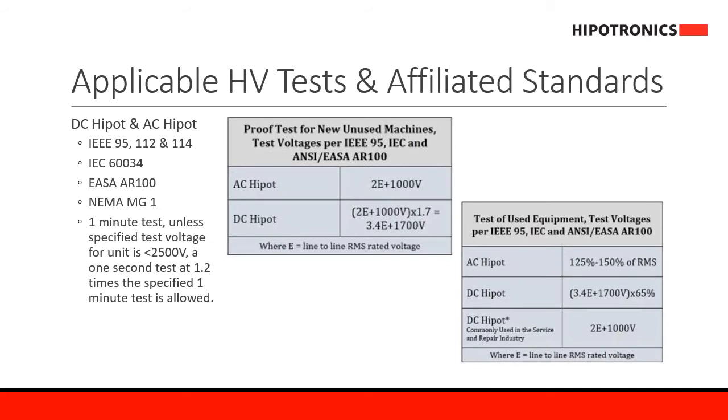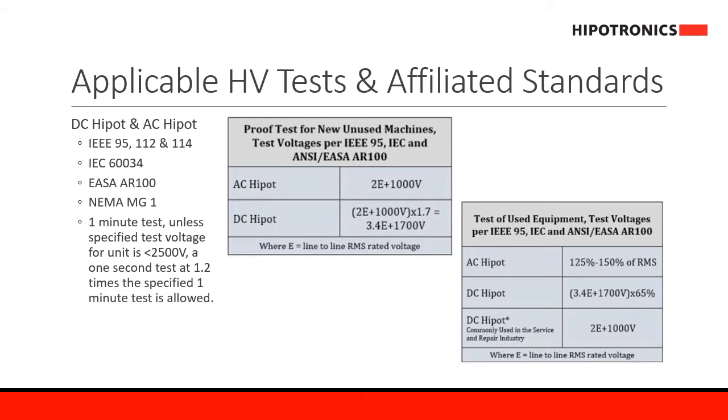Moving to the applicable tests and standards, we will first be looking at the AC Hipot and DC Hipot testing. The DC Hipot tests are modeled after AC Hipot tests. Thus, a DC Hipot test voltage is often derived from a typical AC Hipot test voltage, which is proven to work well. The AC and DC Hipot tests follow the following standards: the IEEE 95, 112, and 114, IEC 634, CSA C392, and NEMA MG1.